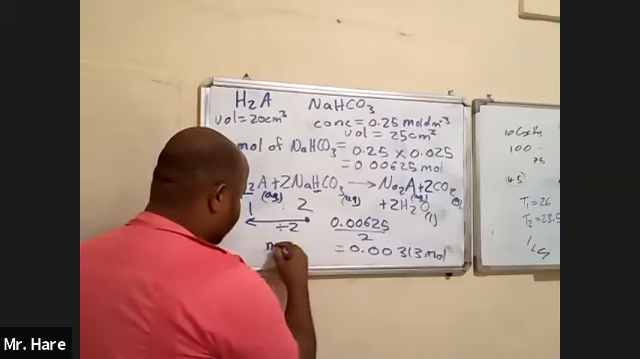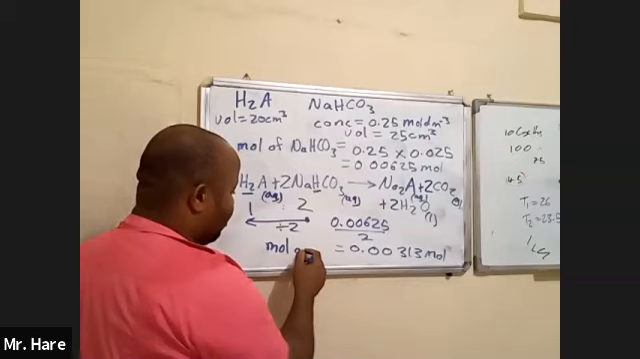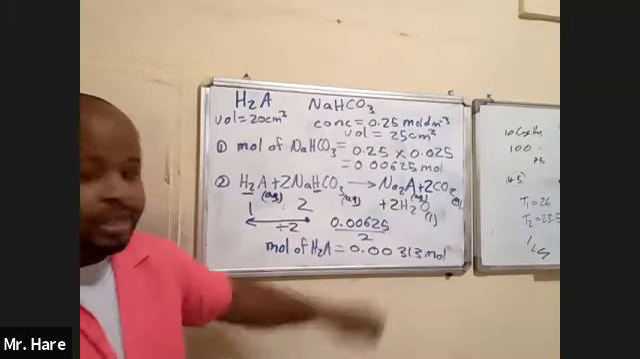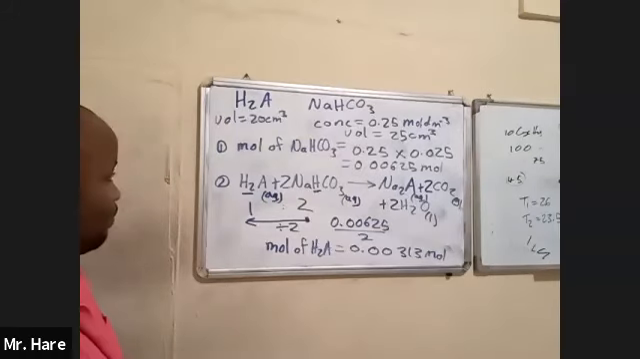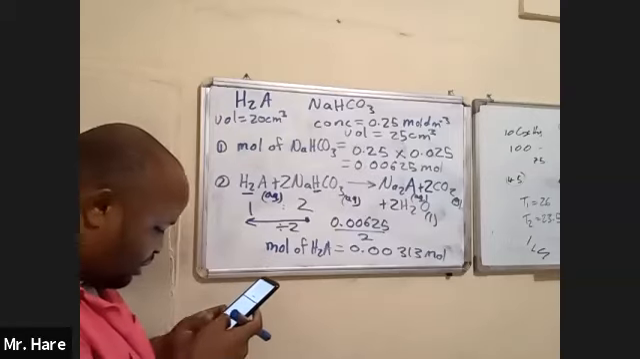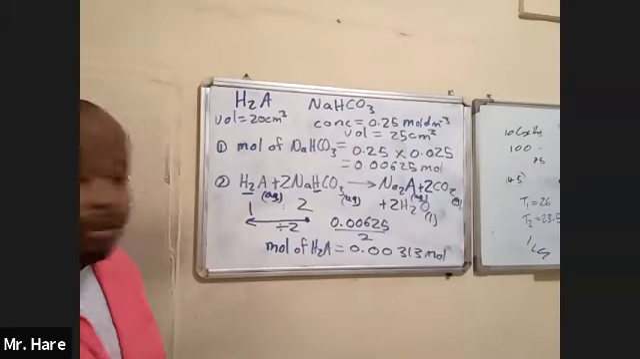So now we're going to divide the moles by the volume to get the concentration. So the mole of H2A is that. And then they ask for the concentration of the acid.